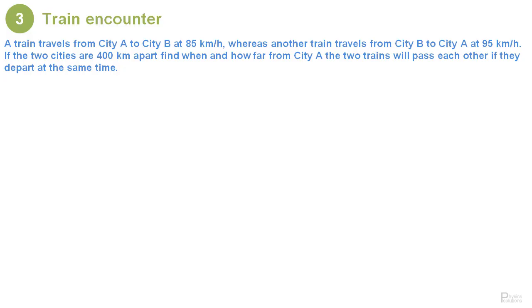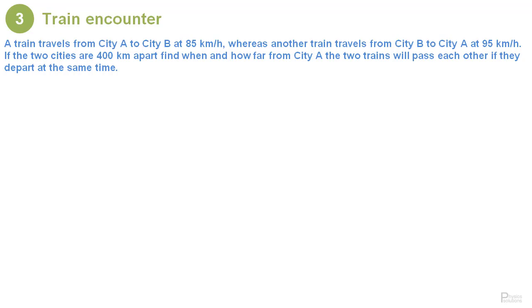A train travels from city A to city B at 85 kilometers per hour, whereas another train travels from city B to city A at 95 kilometers per hour. If the two cities are 400 kilometers apart, find when and how far from city A the two trains will pass each other if they depart at the same time.